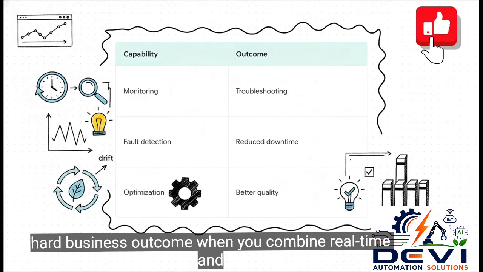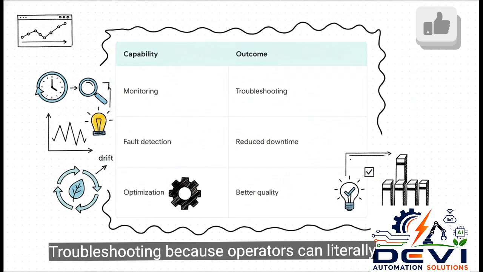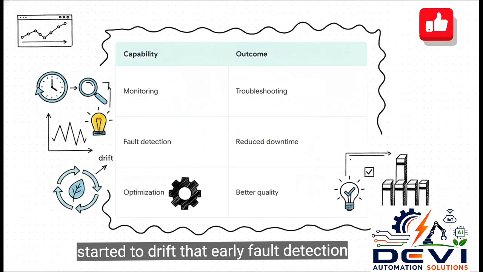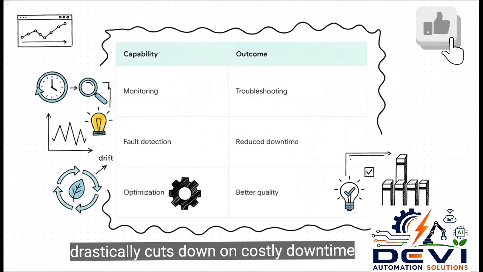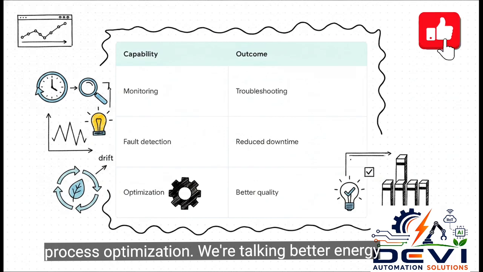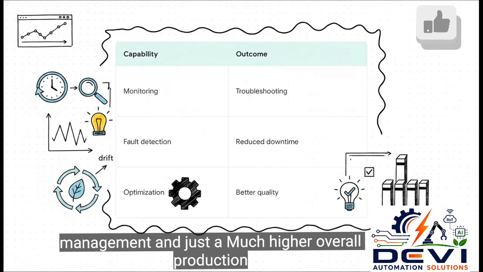When you combine real-time and historical monitoring, you get much faster troubleshooting. Because operators can literally look back in time and see exactly when a metric started to drift, that early fault detection drastically cuts down on costly downtime. And ultimately, all this visual data fuels process optimization. We're talking better energy management and just a much higher overall production quality.